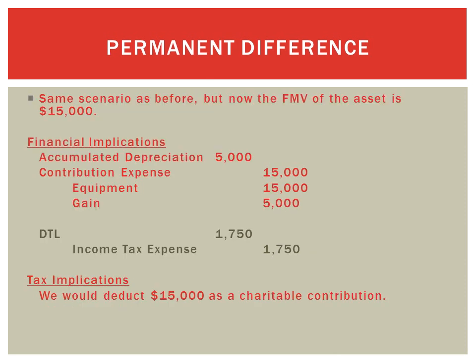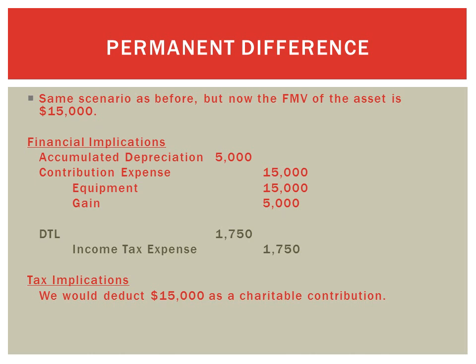This next example has the same facts as before, except now the equipment that they donate has a fair market value of $15,000. In this scenario, the financial implications are that you can deduct the fair market value of the asset on your books as a charitable contribution, but you also have to recognize a gain of $5,000, which is the difference between the fair market value of the donated asset and the book value. We would also once again reverse the $1,750 deferred tax liability.